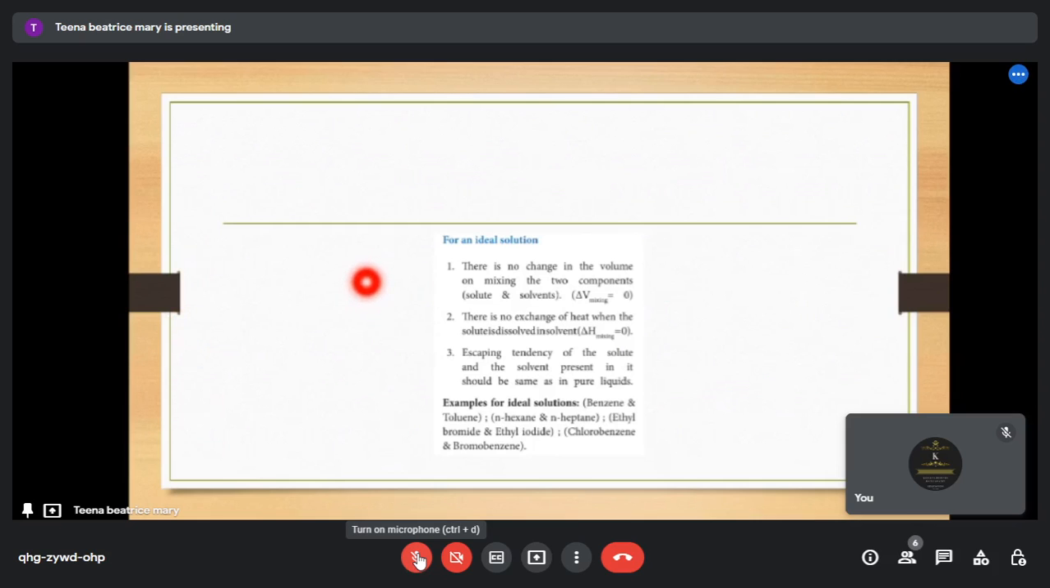That is the first thing. And then there is no exchange of heat when the solute is dissolved in the solvent. For example, if you dissolve acid in water, to get a dilute solution, what should be done: add acid to water, or water to acid? Acid to water. Water to acid, or acid to water? Acid to water.